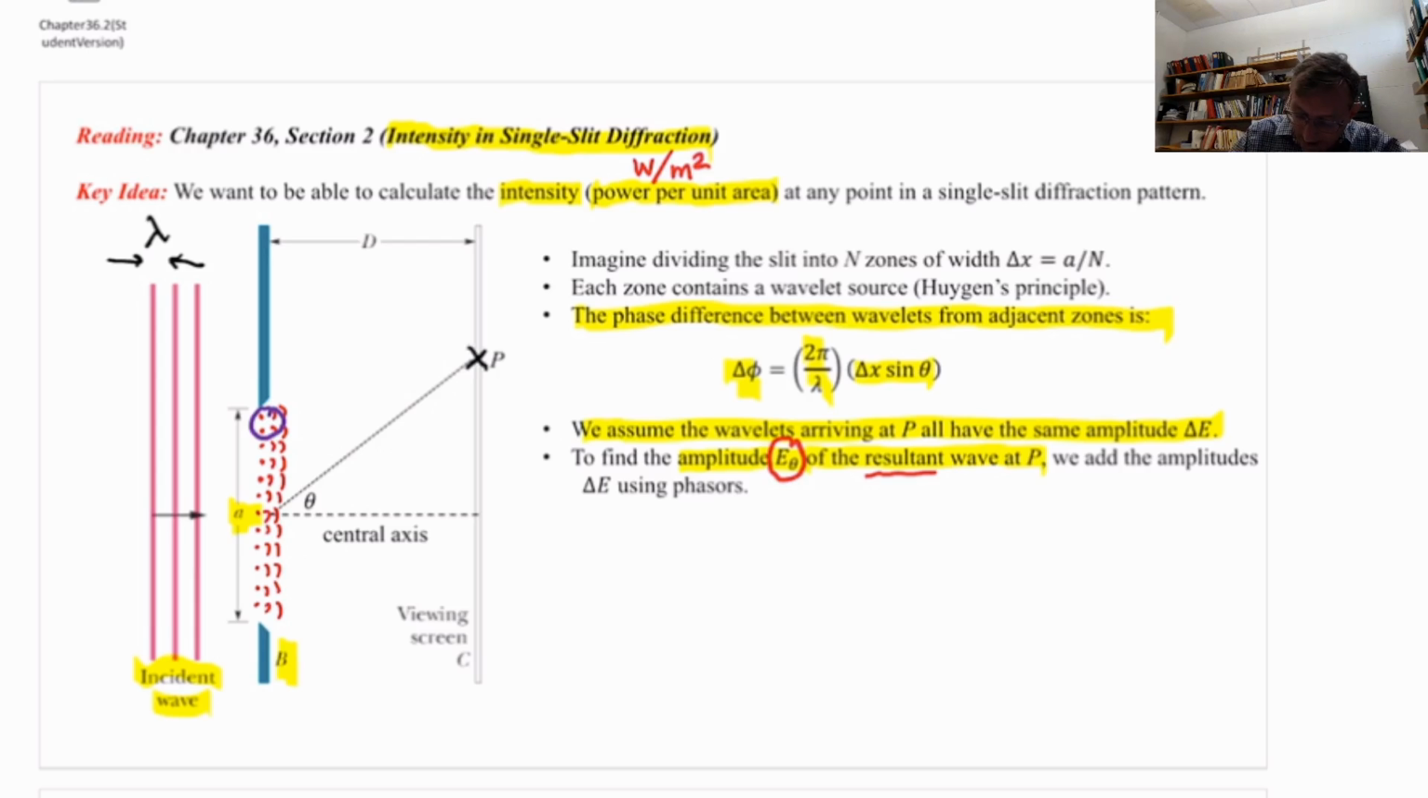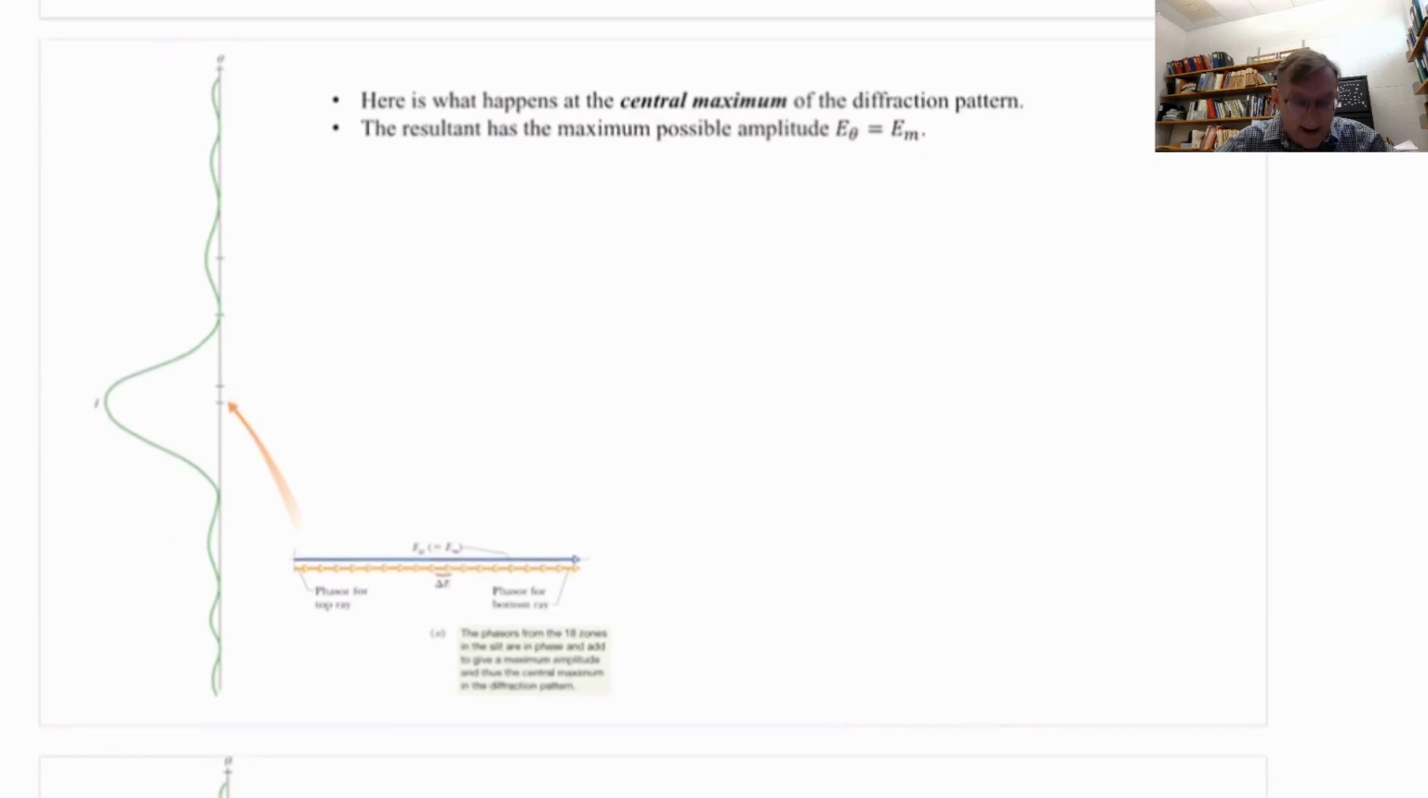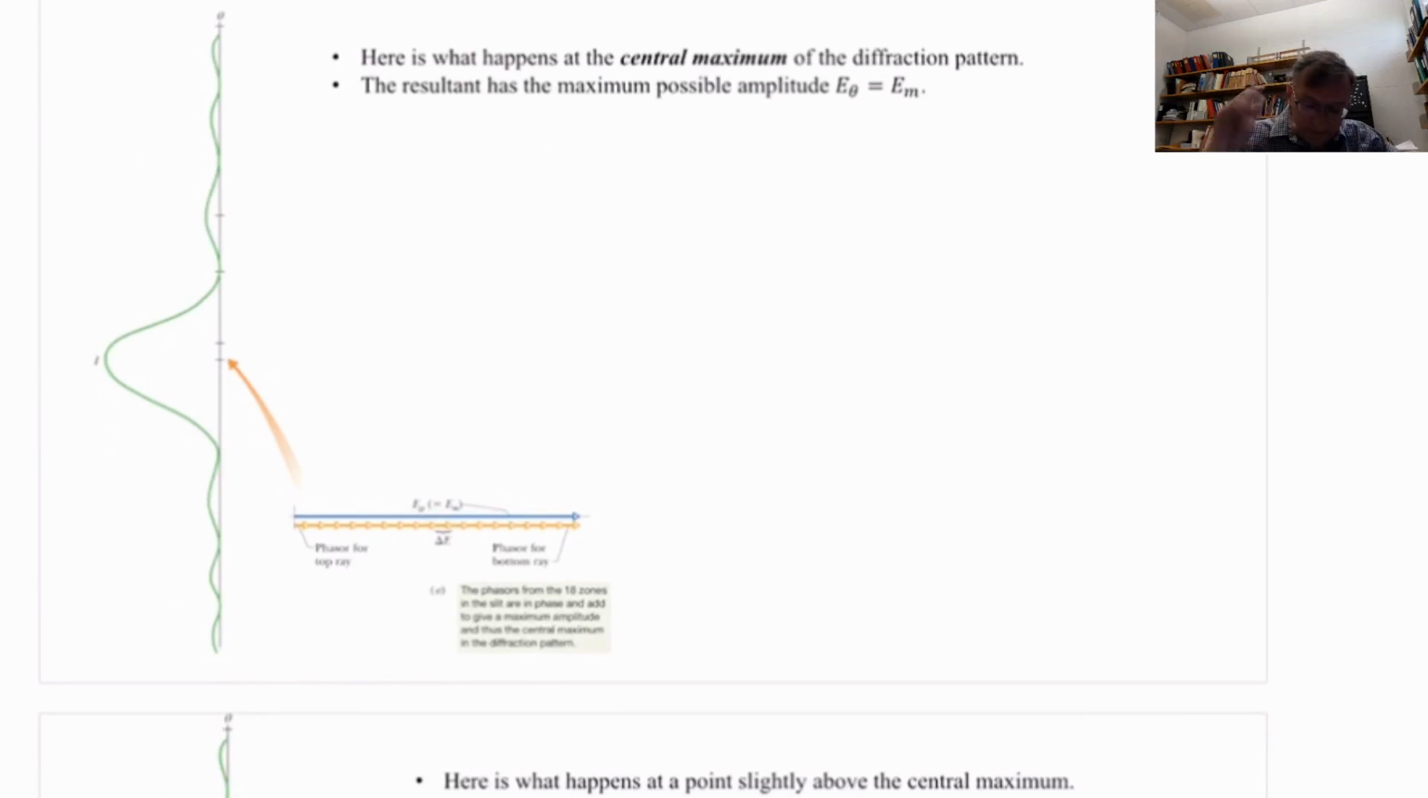And the way we're going to get that resultant amplitude E theta is adding up the amplitudes delta E of the individual wavelets. We're going to use a technique called adding phasors, which is a handy way to find the resultant of a bunch of waves. And phasors are in some sense kind of rotating vectors, but I'll show you how we're going to use it. Okay, now, what is this picture?